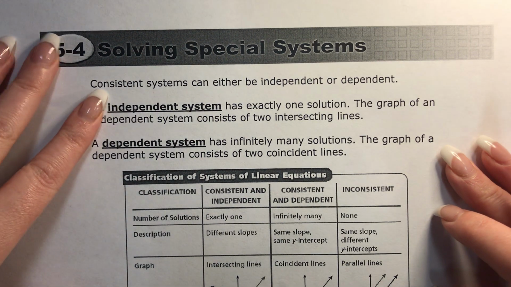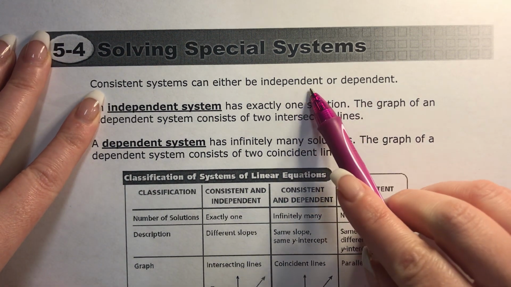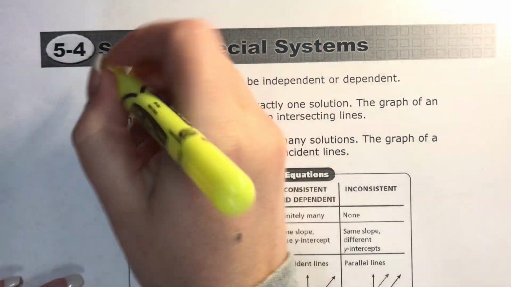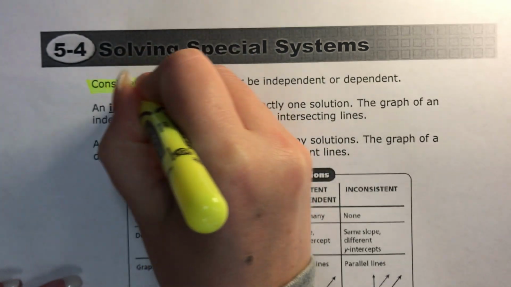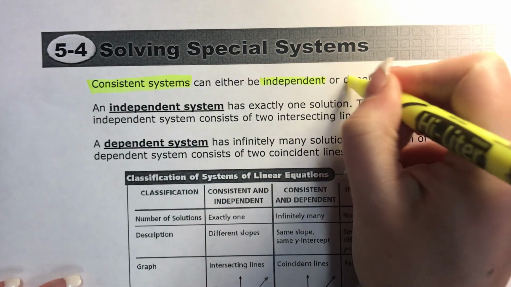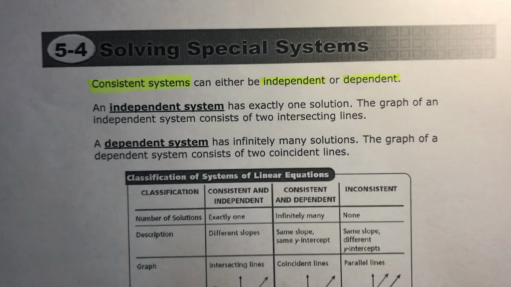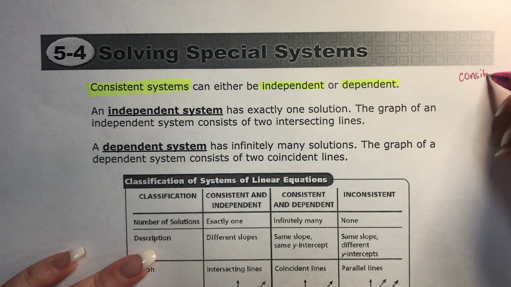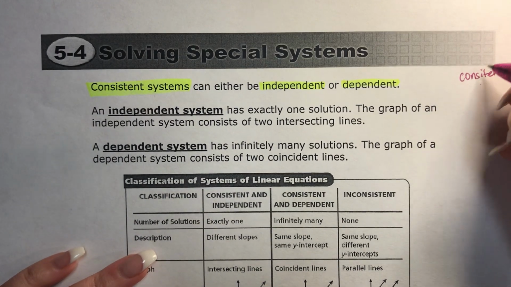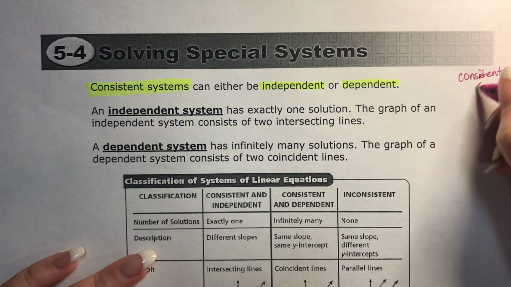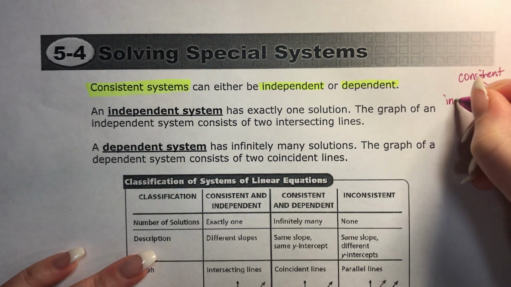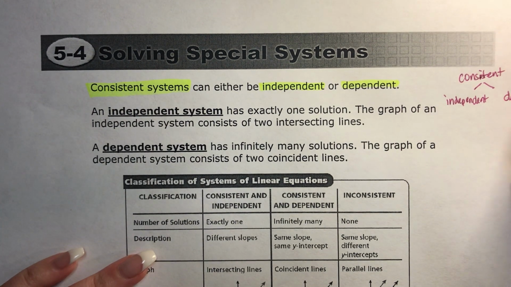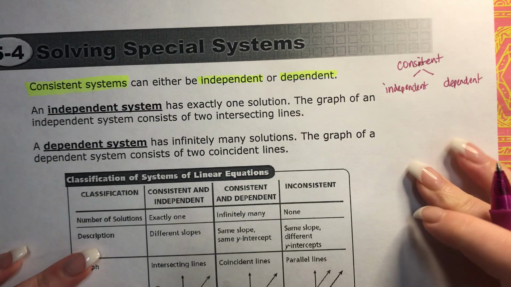So let's read on. Consistent systems can either be independent or dependent. That means the consistent systems branch off into 2 categories: independent or dependent. So we have consistent, and it branches off into 2, independent and dependent. So this part is new.